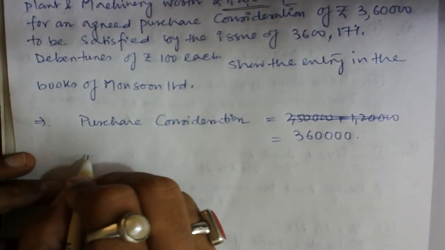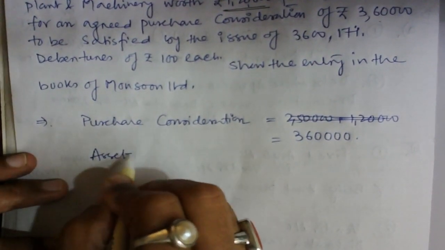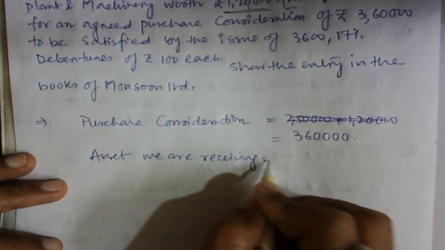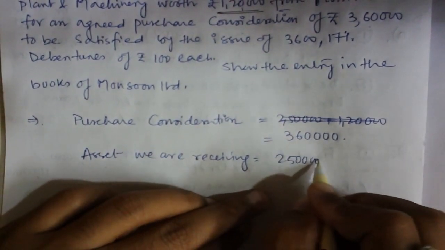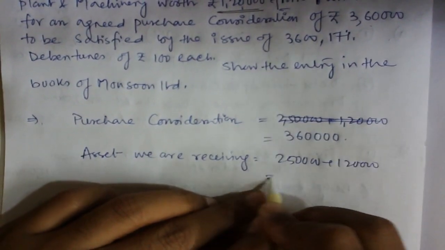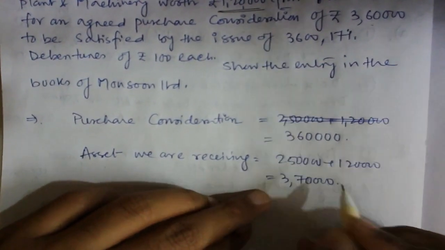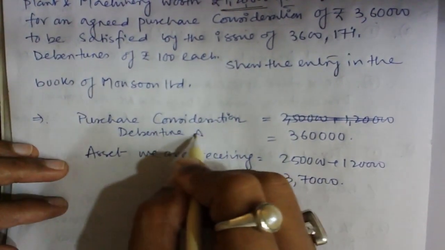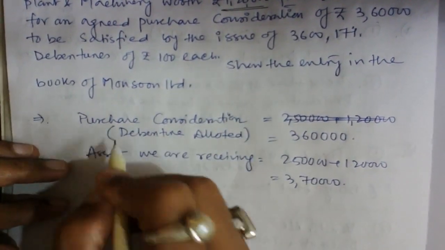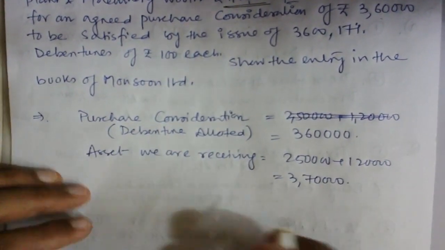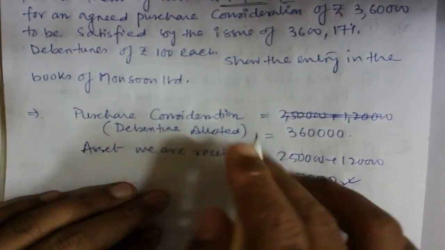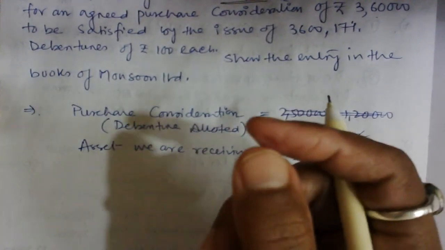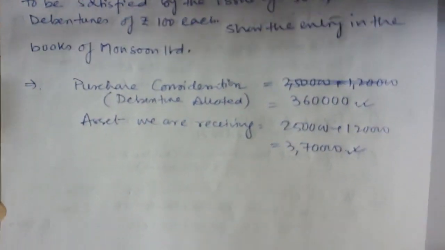Okay, and what is the asset you are receiving? Asset we are receiving how much? 2,50,000 plus 1,20,000, 3,70,000. See, we are allotting the debenture. Debenture allotted कितना होगा? 3,60,000 का debenture allotted होगा. See, we are receiving the asset of 3,70,000, but we are paying them the debenture 3,60,000. It means we are paying less, receiving more. So when we are paying less and receiving more, it's a capital reserve, it's a capital profit.